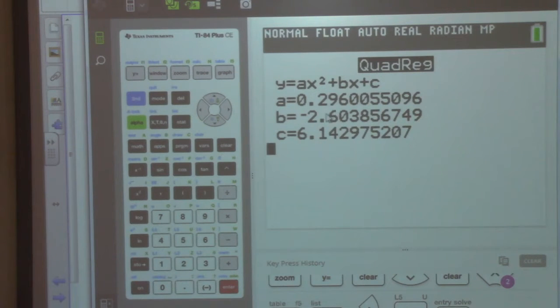And for this, what this really amounts to is that we have 0.296x squared minus 2.604x. I'm going to call it 2.604. And then plus 6.143. Okay? So A equals 0.296.